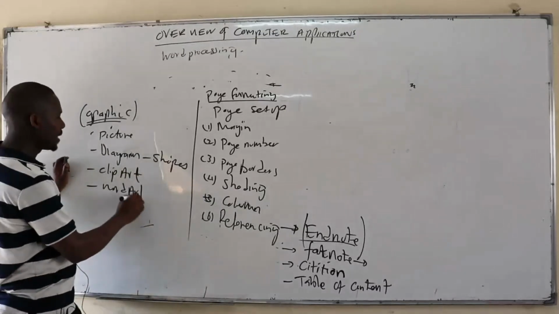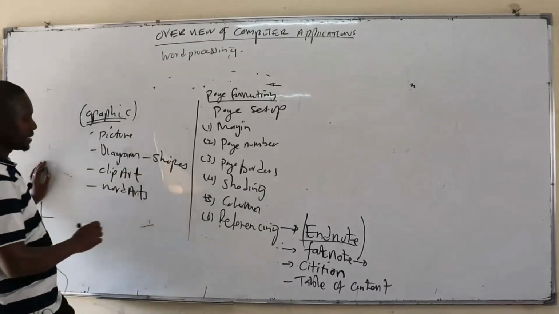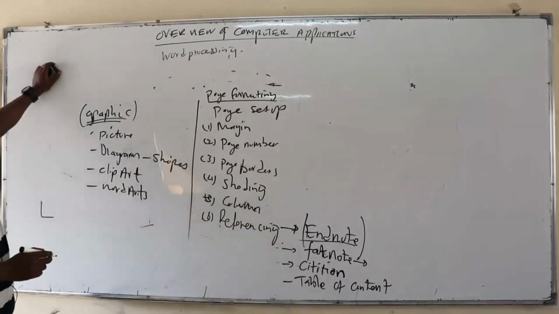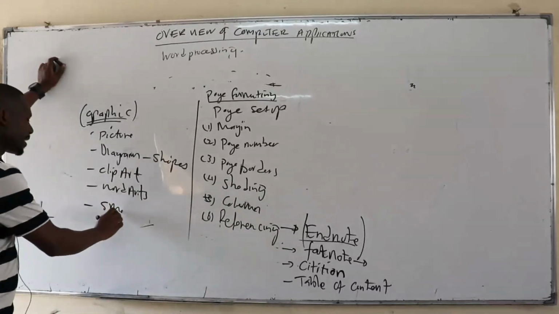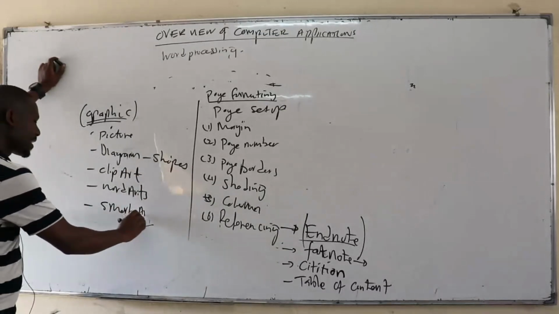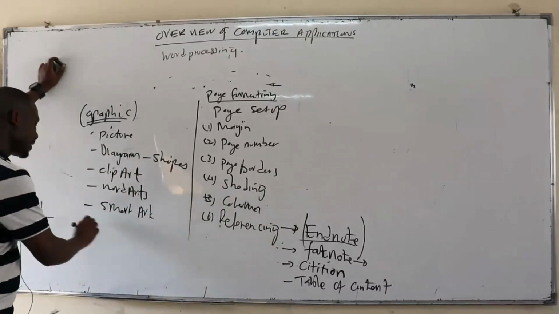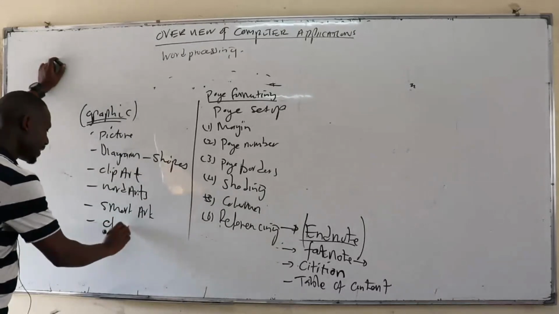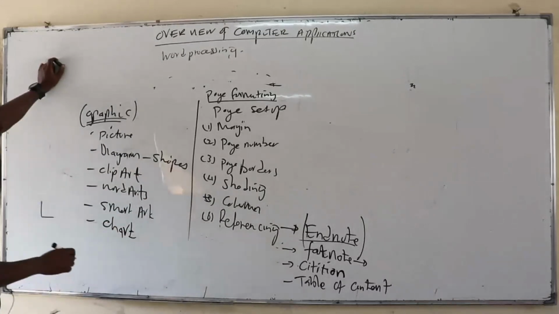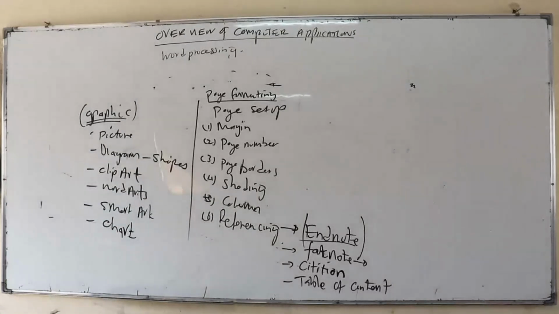Word arts are styles of words that are written in an artistic manner. And we have what we call smart arts. Finally, we have the charts. We have the bar graph, the column chart, the pie charts. So in a document, you can involve all these features that will help you to create a professional document. And in word processing, those are the features that you expect to use. So that will mark the end.